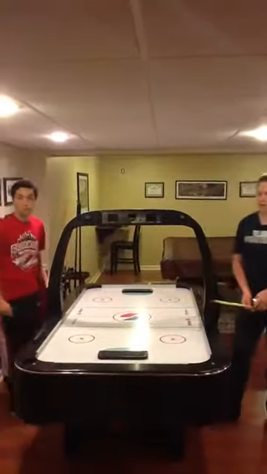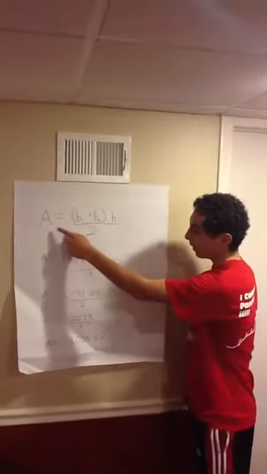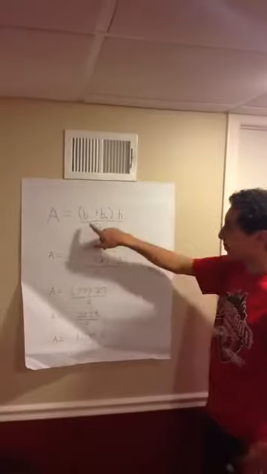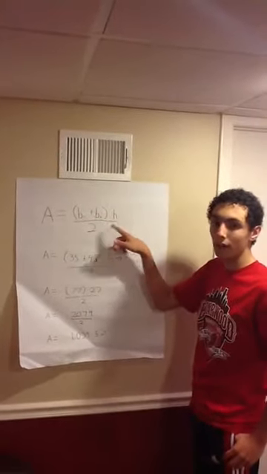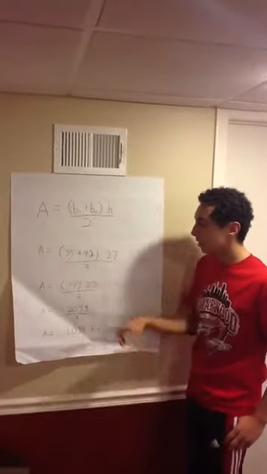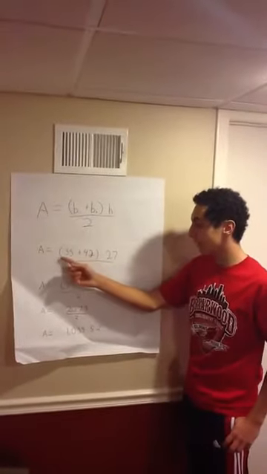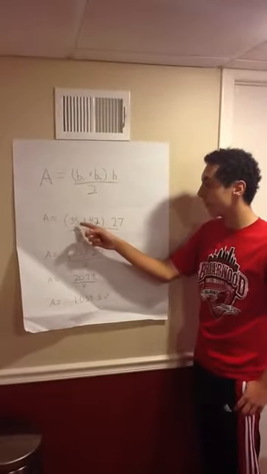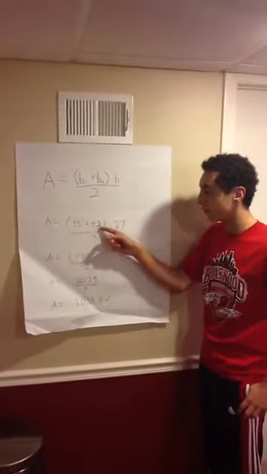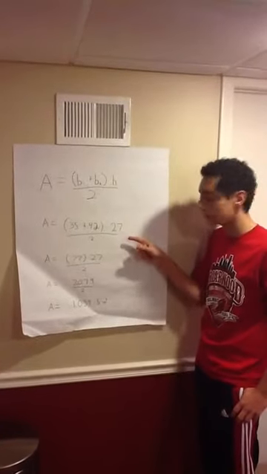So now let's go to the math. Go. The formula for the area is right here. It's base 1 plus base 2 times the height, all over 2. When we plug in the numbers, we have the first base is 35 inches, the second base is 42 inches, and the height is 27 inches.